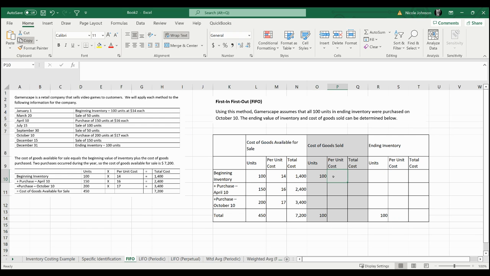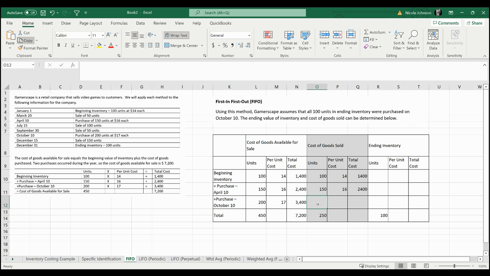Okay. So we've got 100 units so far that we purchased at $14 a piece. So it's 100 times 14. We've got that total cost from that beginning inventory. If I add in the 150 from the April 10th purchase, we're still not at 350. Okay. We've got $16 a piece that we purchased those at. So 150 times 16. We've got 2,400 in total cost from that purchase.